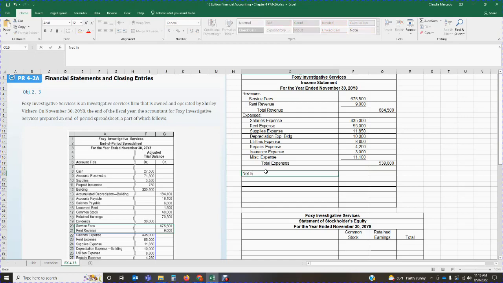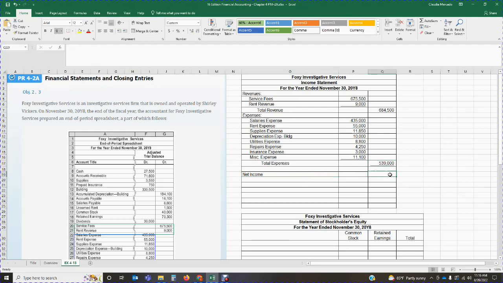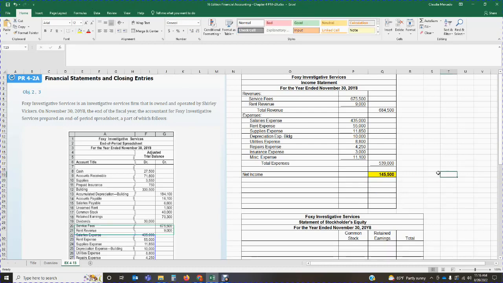So I've got net income, and the amount of my net income is going to be your $684,500 minus your $539. That will give you your net income of $145,500. Okay, that is your net income.